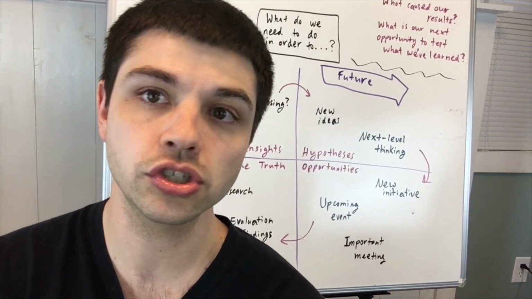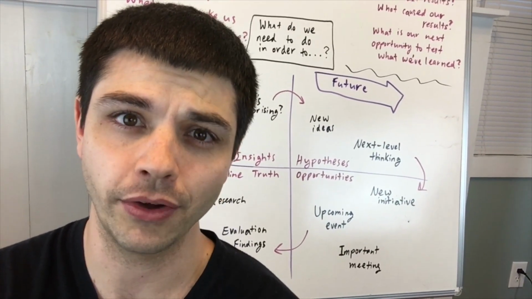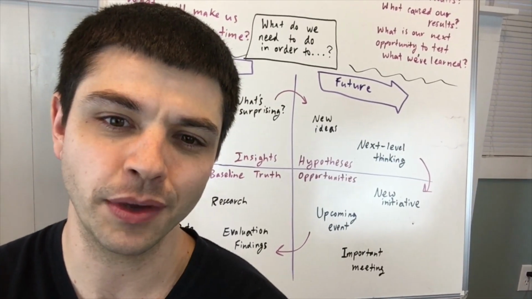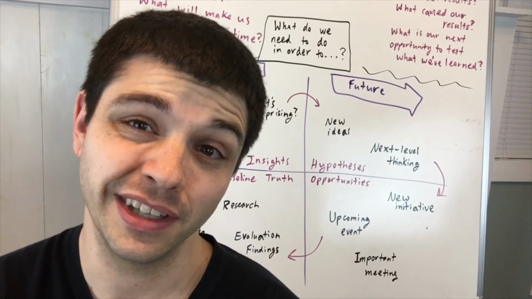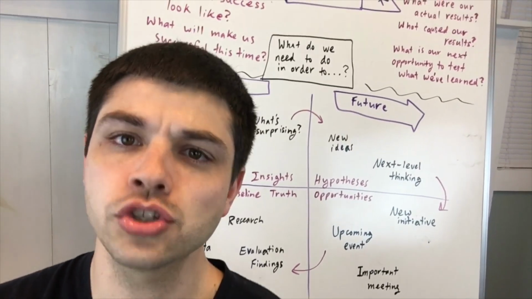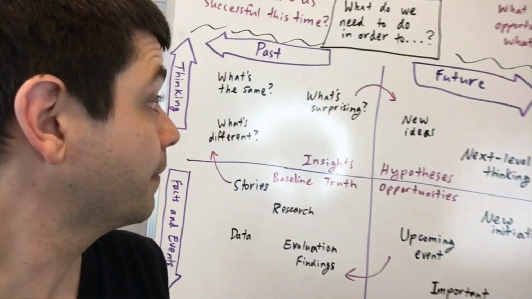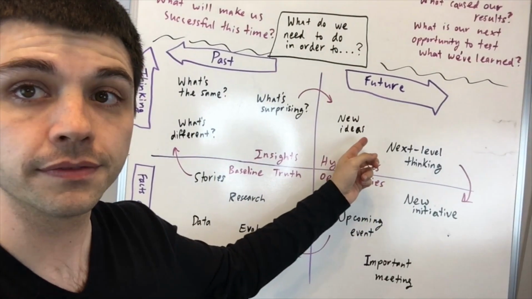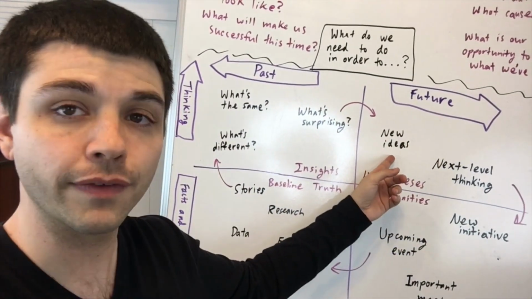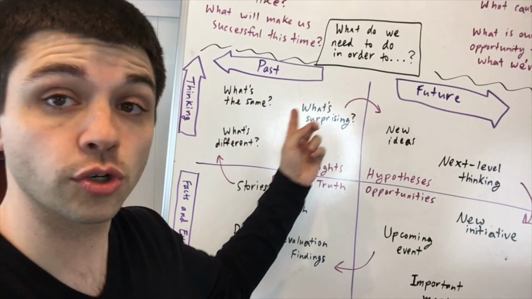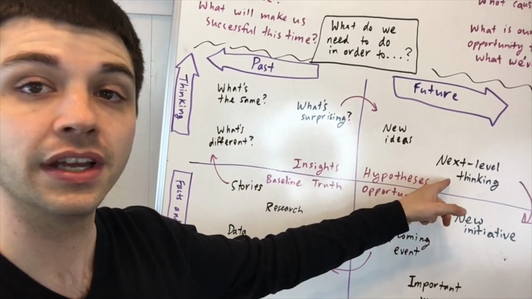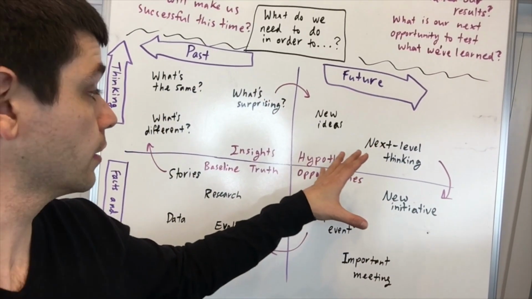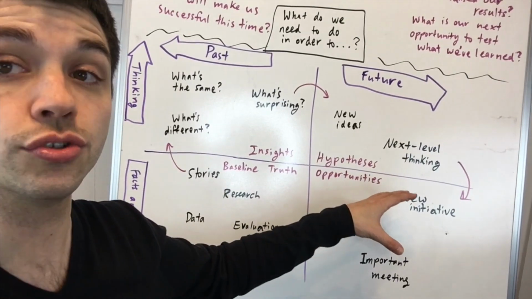So from our previous strategy that we had, what was surprising about it? Maybe there was something that we thought 100% would work and it didn't. Maybe there was something where we were like, oh, this probably isn't going to work, but let's try it. And it worked great. So what was surprising? And you can see that from our past thinking, we're going to go into future thinking. And that makes sense, I think. So now we have new ideas that we've gotten from asking these questions over here. And now we have next level thinking. Now, next level thinking is going to also allow us to do new things.